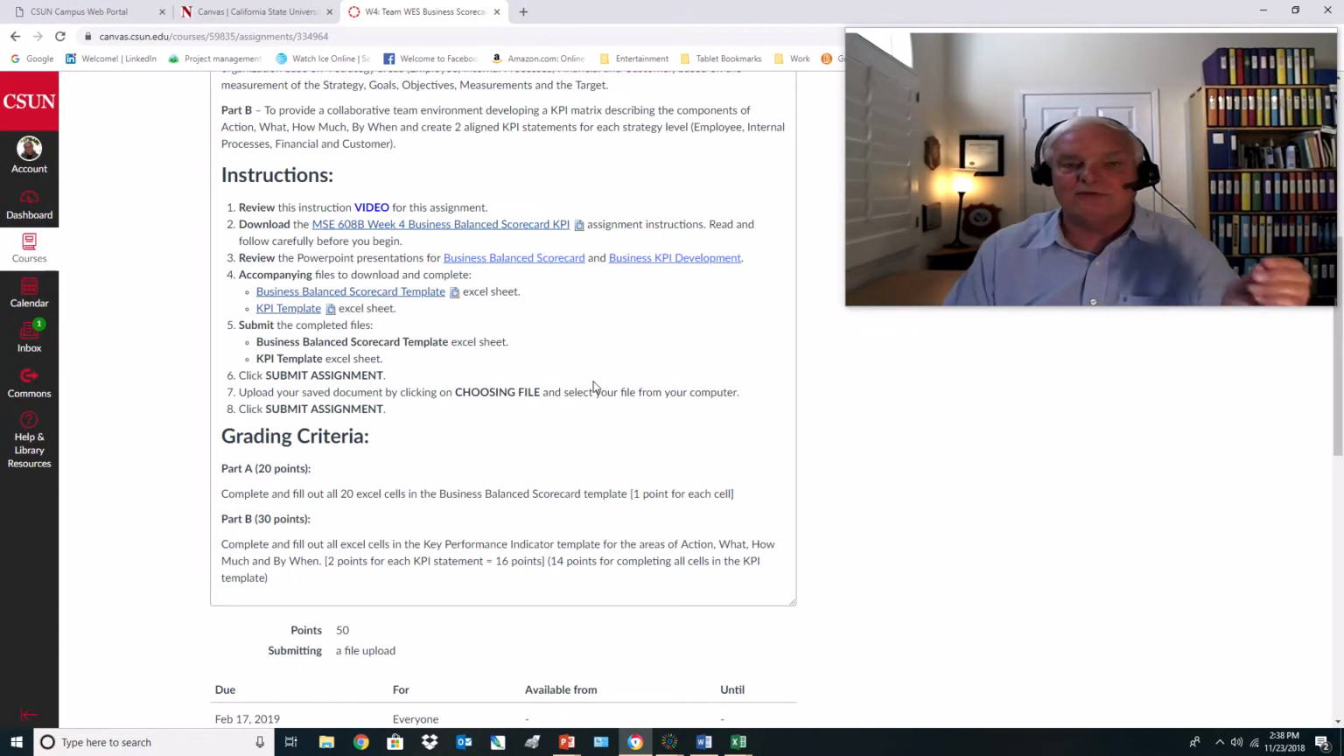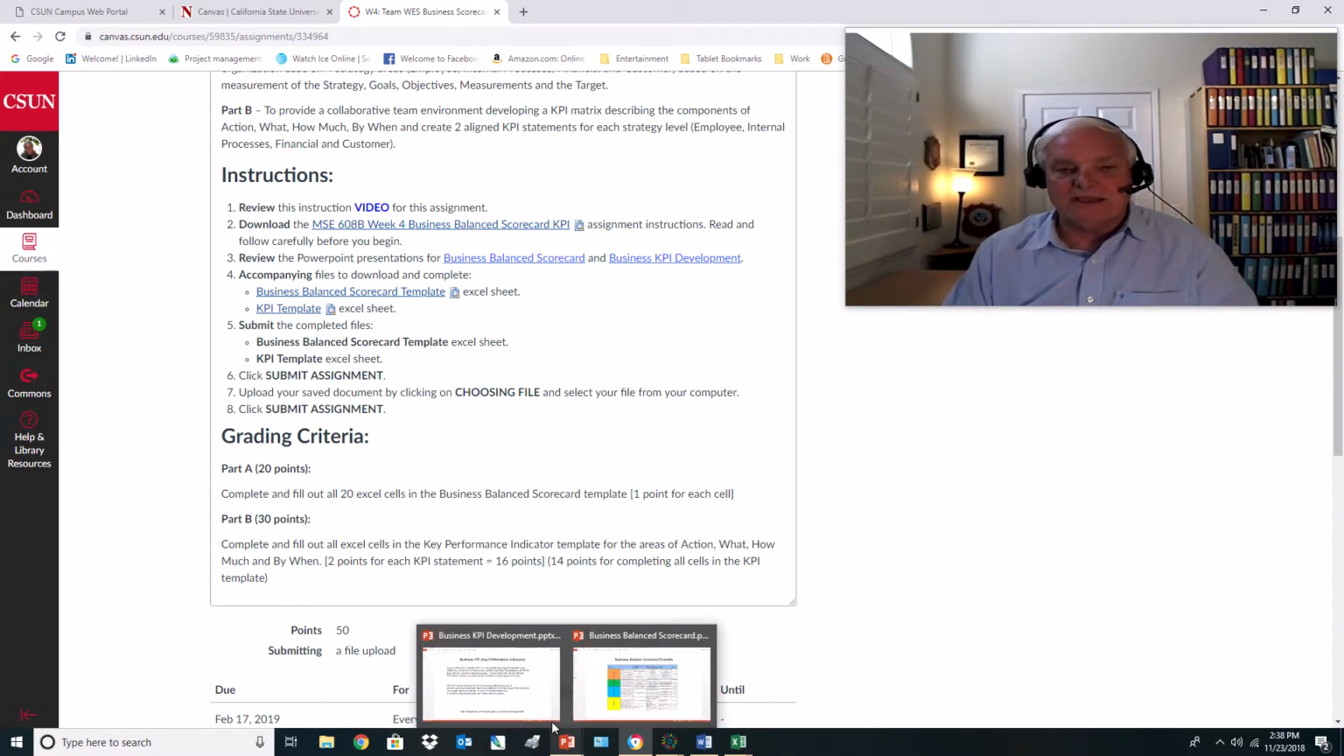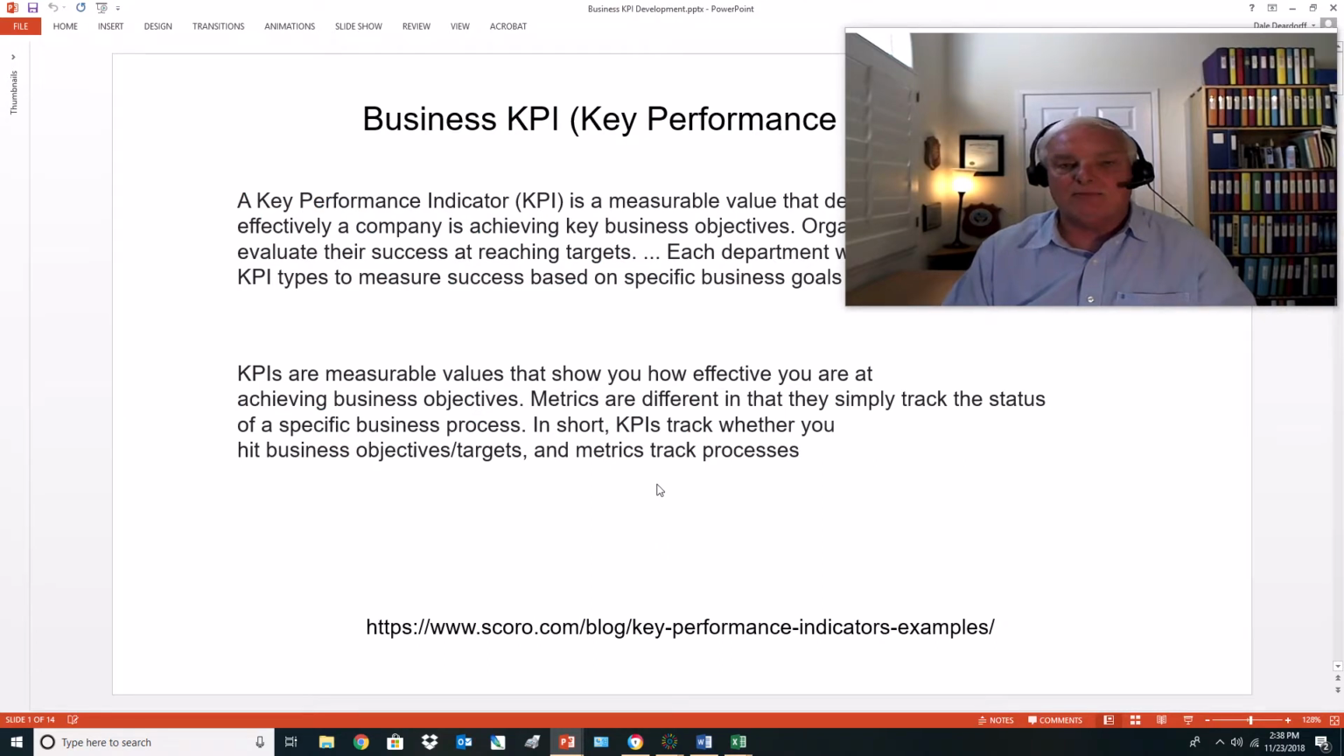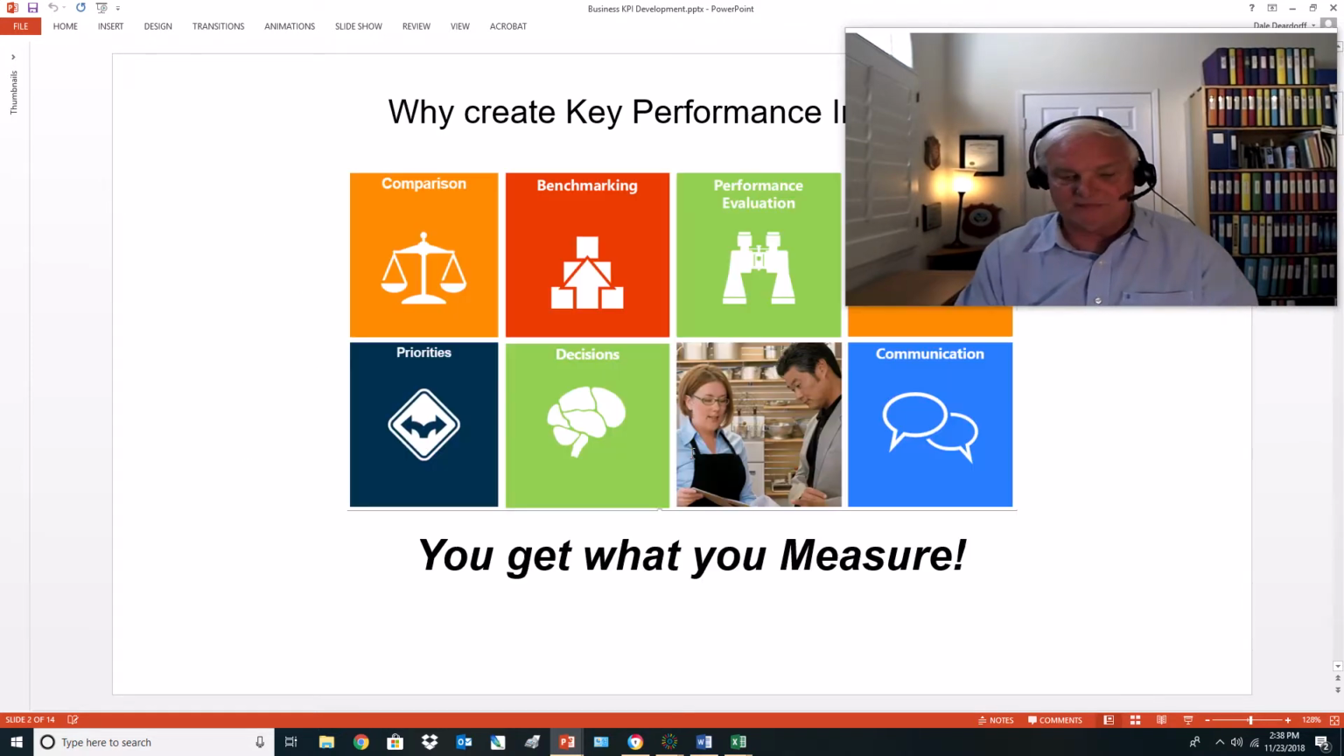Now let's look at the second piece of it. So that was part A. The next piece is going to be the KPI development. So once again, I have a KPI PowerPoint for you that walks through exactly what key KPIs are. Why do we want to create KPIs? It gives you information on, you get what you measure.